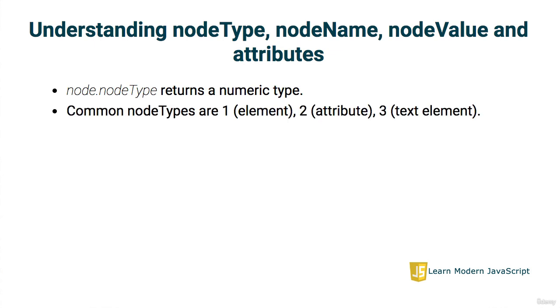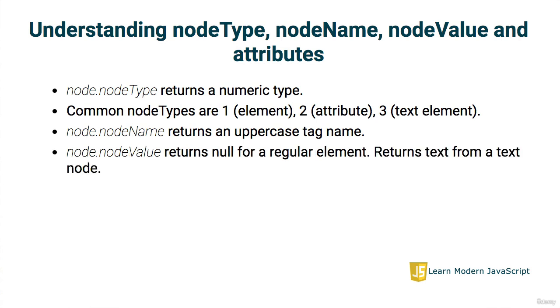For example, the common node types you can get: 1 is an element. So if it returns a number 1, you know that is an element. If it returns a 2, it's an attribute of that node. If it returns a 3, it is a text element. So nodeType can be very helpful. nodeName can also be helpful because nodeName will return an uppercase tag name for that particular node. So if it's a node that was created from a tag, it would display a tag when we tested the nodeName.